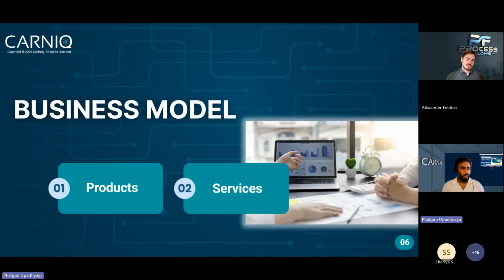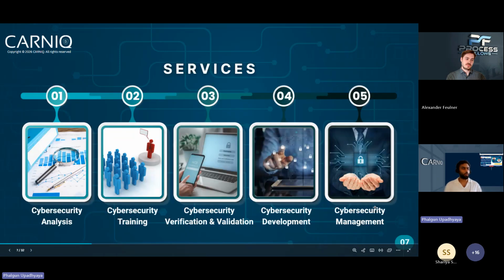Two main business models. One is the product area and the other is the service area. I'll start quickly with the service area. We mainly look into the cybersecurity part of it. We do cybersecurity analysis, cybersecurity training, cybersecurity verification, validation, cybersecurity development, and cybersecurity management.